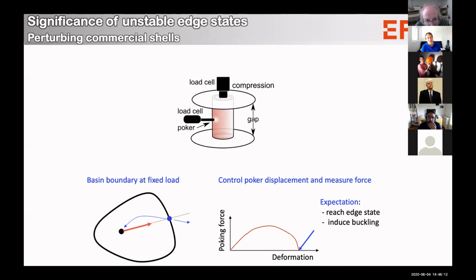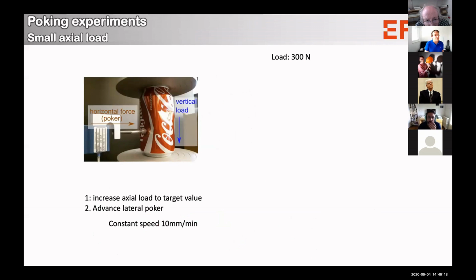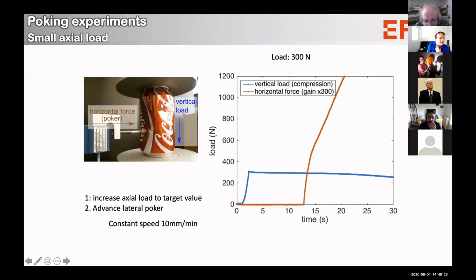I'm showing you the data as a function of process time. So here, this is both the force on the axial axis and on the poker. So we are first loading the shell to 300 Newton, then we're fixing the end-to-end displacement. Now the poker comes in at constant speed. Here it touches the shell and it goes up. So nothing looks like what I showed you. But we're only loading the shell to 300 Newton.